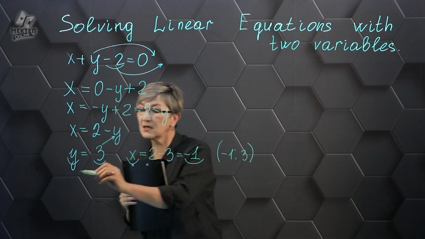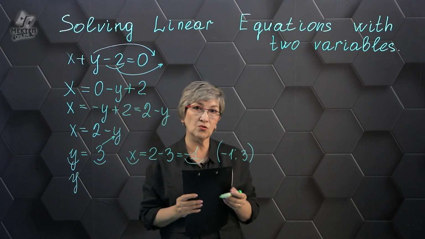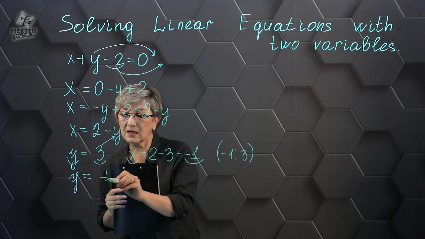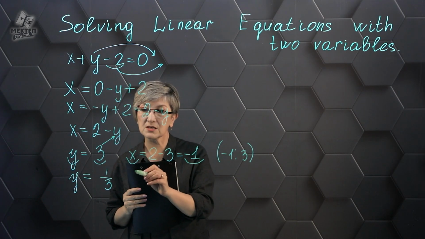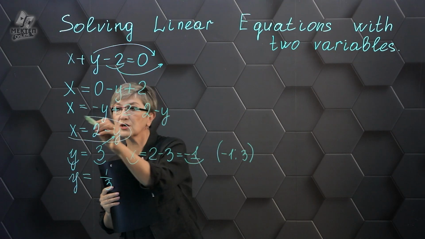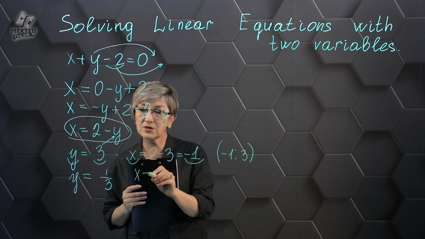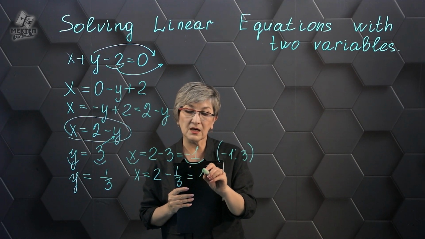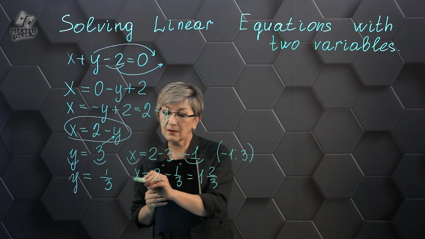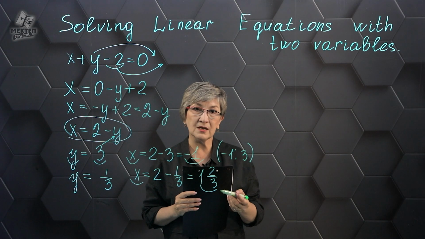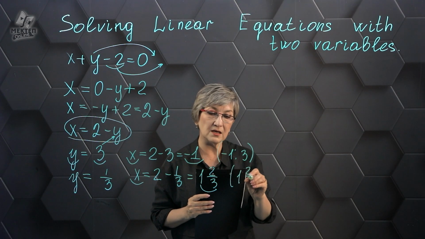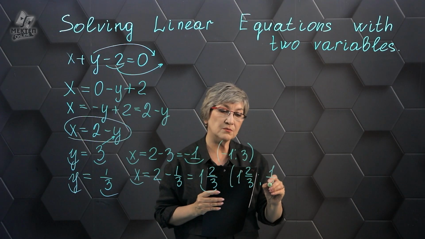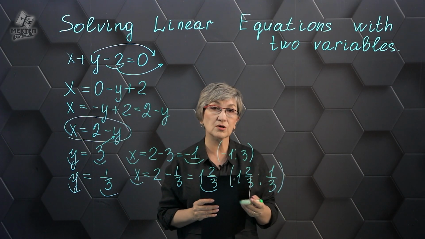We can substitute any other number in place of y. For example, y equals 1/3. What do we get as a result? Using our expression, x will be equal to 2 minus 1/3. And then x will be equal to 1 whole 2/3. Notice we got x equal to 1 and 2/3, and y equals 1/3. As a result, we found another pair that is a solution to our equation.